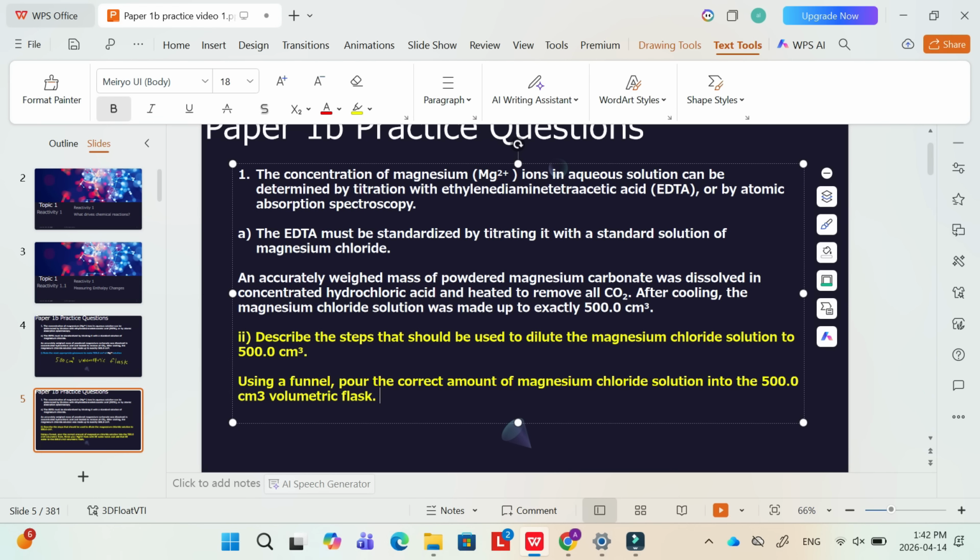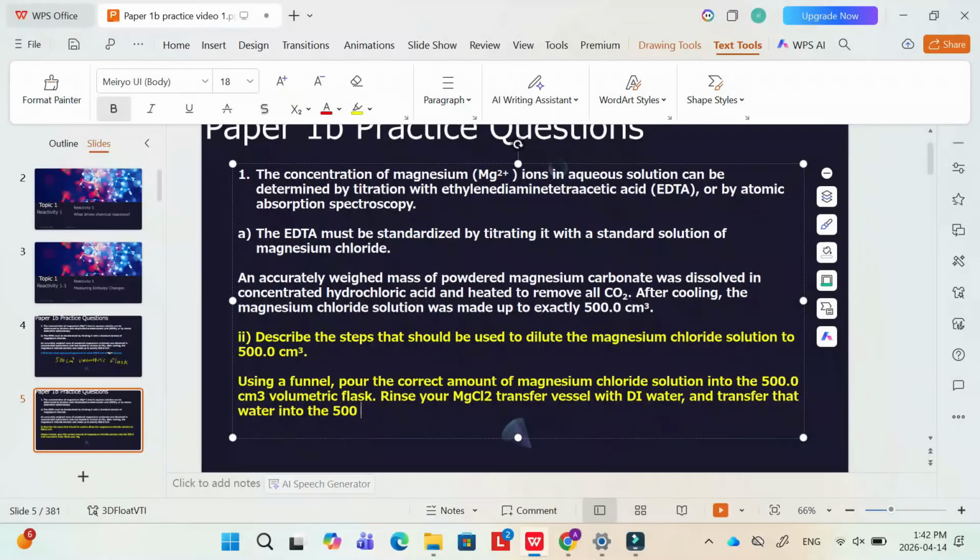Okay, next I'd say rinse your MgCl2 transfer vessel, whether it's a graduated cylinder or pipette or whatever. It needs to be rinsed with DI water, distilled or deionized water, and transfer that water into the 500 centimeter cubed flask as well. If you don't do this, you're going to be undershooting your concentration because you haven't properly rinsed and added all of the MgCl2 that you calculated that you needed.